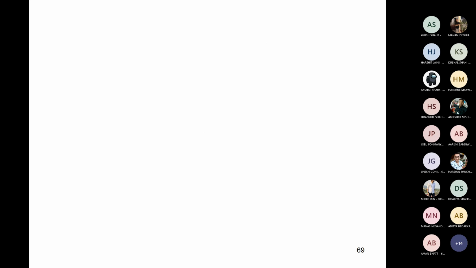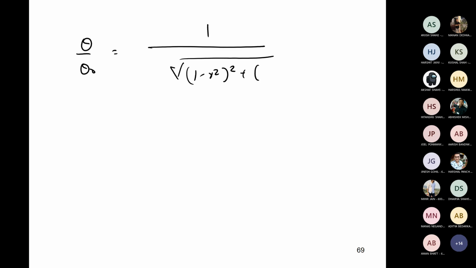So now here our equation is theta by theta 0 is equal to 1 upon square root of 1 minus r square whole square plus 2 zeta r whole square. Correct? So we need to find this theta. We have r, we have zeta, but we need theta 0. So what is theta 0? How can you find out theta 0? Zero frequency amplitude in torsion.